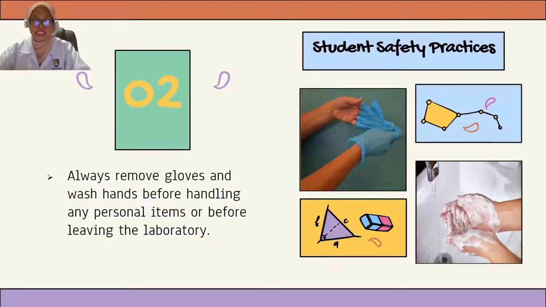And now the second one of the student safety practices in the laboratory is, before you leave the lab or before you handle your personal items, if you wear gloves, you need to remove your gloves and place them in the right place. And don't forget to wash your hands properly first, especially for those involving the use of chemical or radioactive substances while in the lab. You need to make sure you are totally clean.